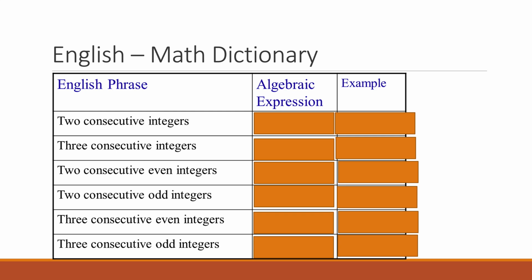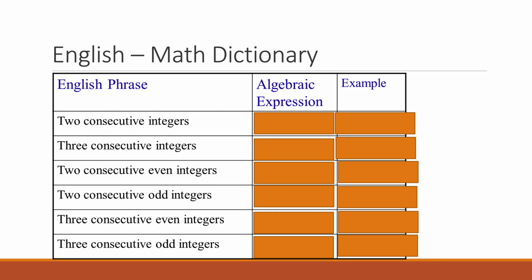A little later on, it says consecutive even integers. That would be like 2 and 4, 2, 4, 6, 2, 4, 6, 8. Then there's consecutive odds. 3, 5, 3, 5, 7, and so on. And that's what consecutive even and consecutive odds are.